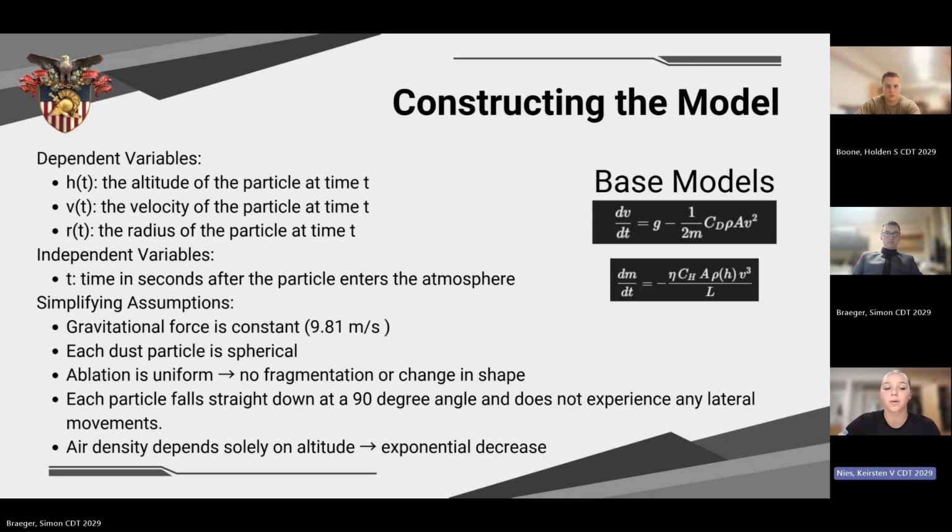In order to simplify our models, we made the assumption that gravitational force is constant at 9.81 meters per second squared. Each dust particle is spherical. Ablation is uniform. There's no fragmentation or change in shape. Each particle falls straight down at a 90-degree angle and does not experience any lateral movement. This allows us to model the equation with just gravitational force and drag force. And then air density depends solely on altitude, so it's an exponential decrease. Then we don't have to model weather equations.